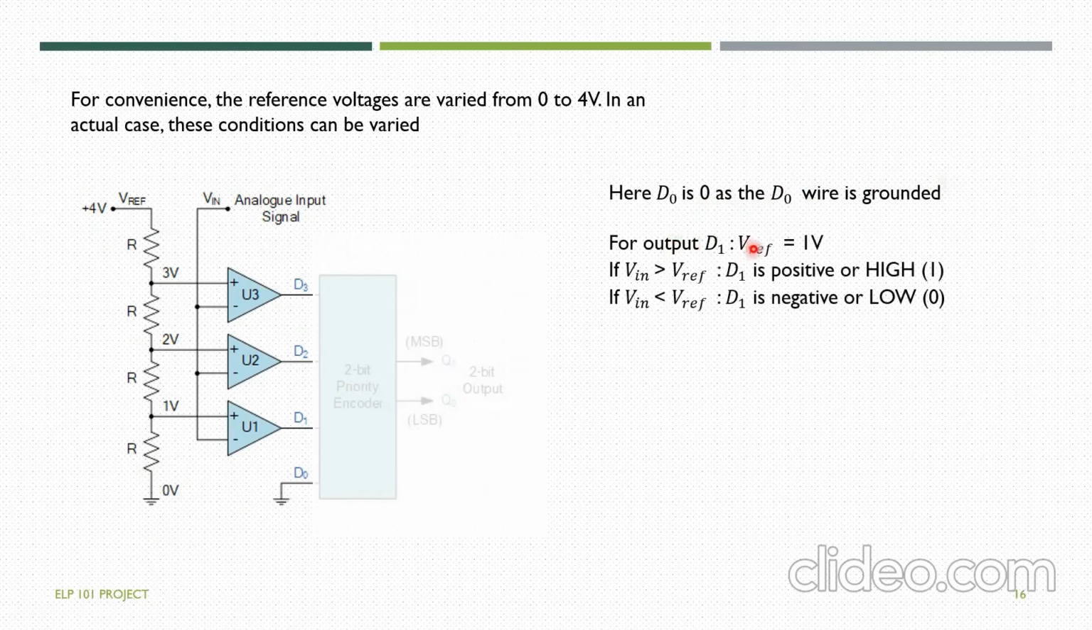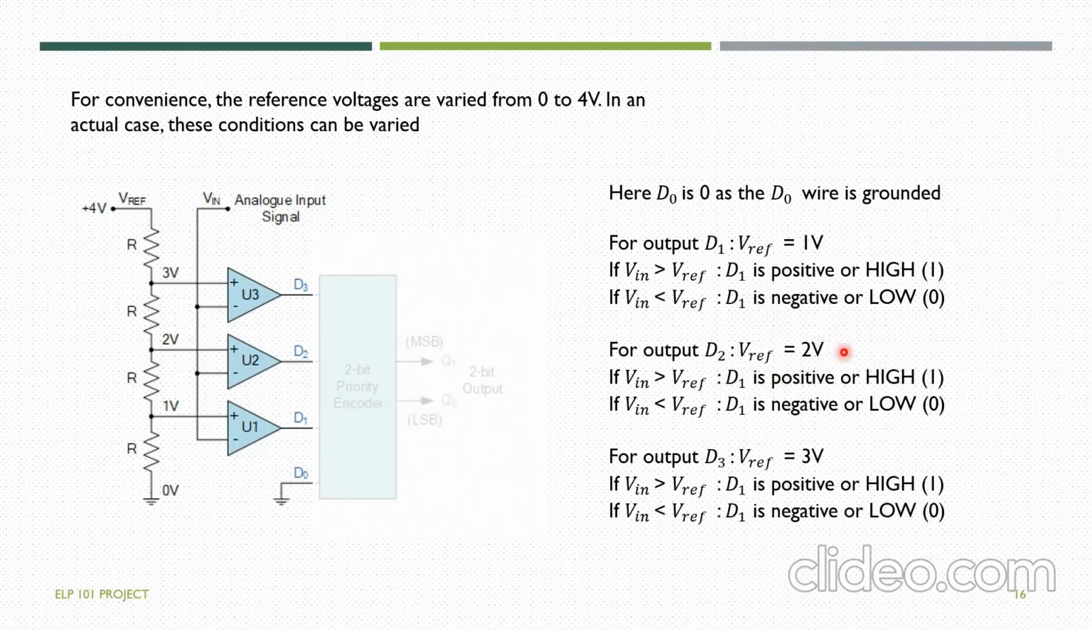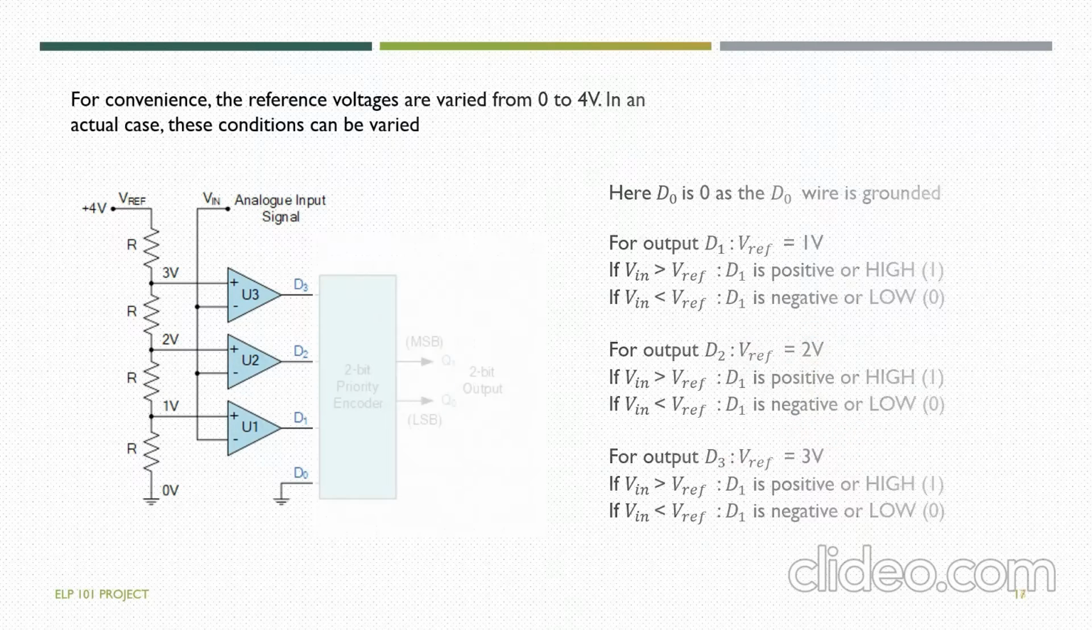Now for output D1, the reference voltage here is 1 volt, and thus V in greater than V reference means that D1 is positive or high, and V in less than V reference means that D1 is negative or low. And a similar case happens with D2 and D3. The only thing is that for D2, V reference is 2 volts, and for D3, V reference is 3 volts.